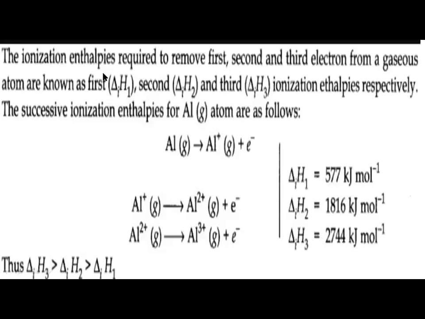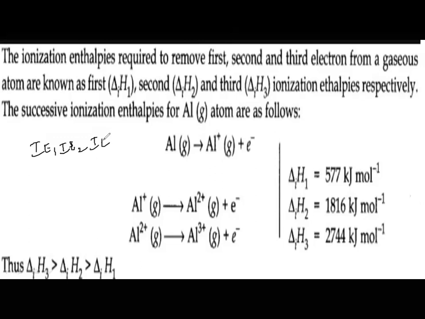They have shown here. So the ionization enthalpies required to remove the first, second and third electron from gaseous atoms are known as delta IH1, delta IH2, delta IH3, or, as I said, we can represent them as IE1, IE2 and IE3. Here an example of aluminium is shown. So aluminium removes one electron to give Al plus. So this is IE1. Aluminium ion is there. You want to remove one more electron, that is IE2. Aluminium 2 plus ion is there. Apply energy, and it will form Al 3 plus, that is IE3.